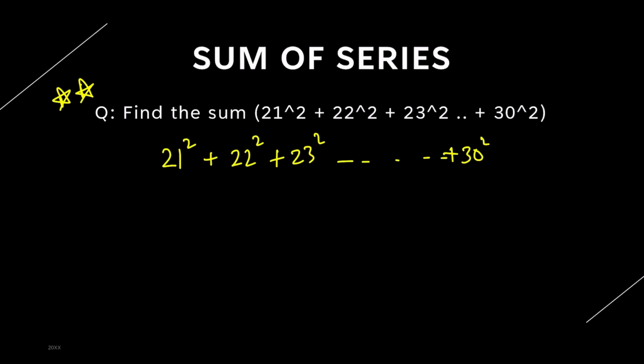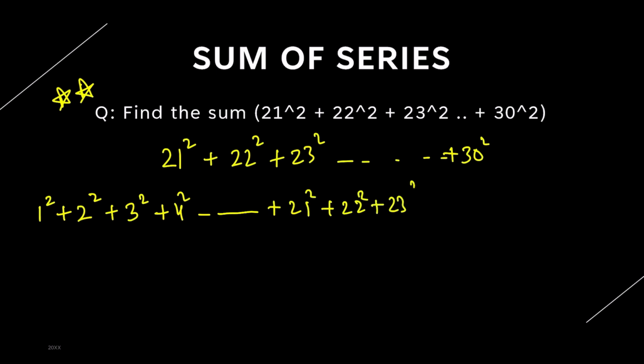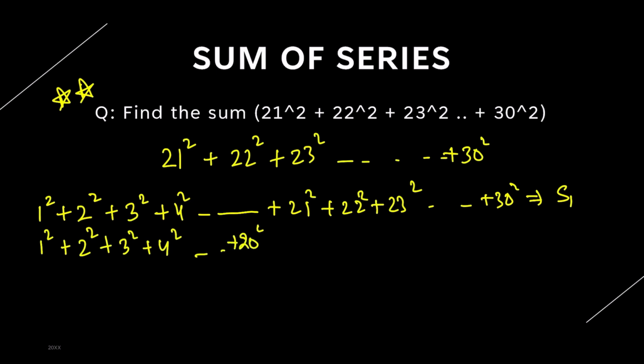So how will we do? Now if they are asking you to do this, what I'm going to do, I will calculate the sum of the first 30 natural numbers first. So first 30 natural numbers, will it look like this? 1 square, 2 square, 3 square, up to 30 square. I will calculate the sum of first 30 natural number squares. After that, I will calculate the sum of first 20 natural number squares, 1 square up to 20 square, and this will be S2. I hope this is clear what we are trying to do.